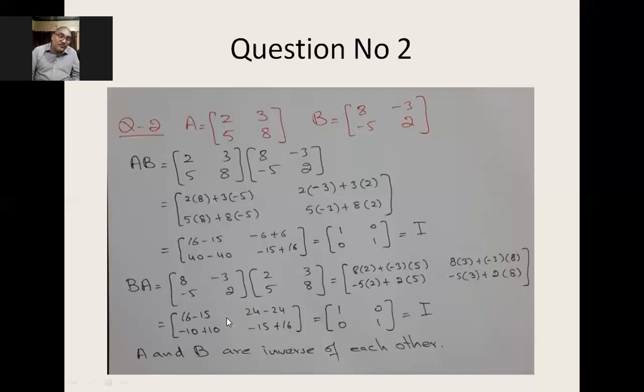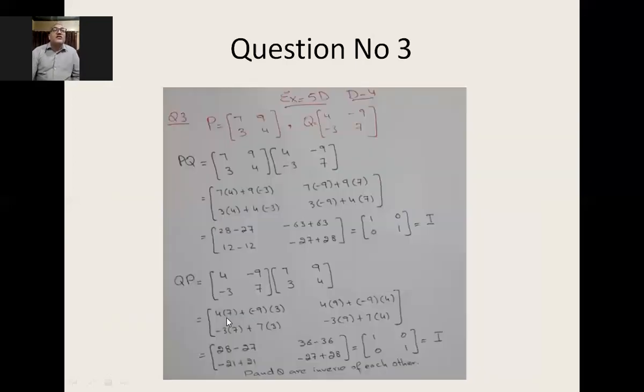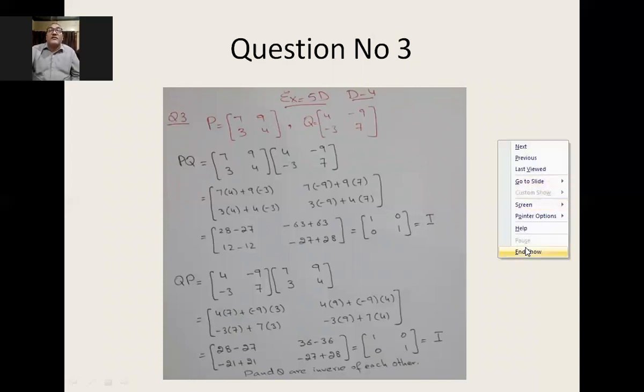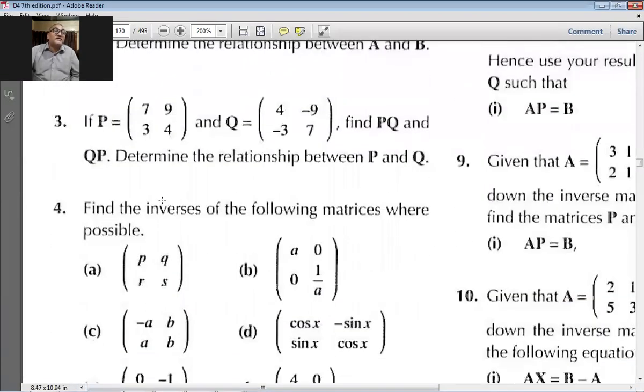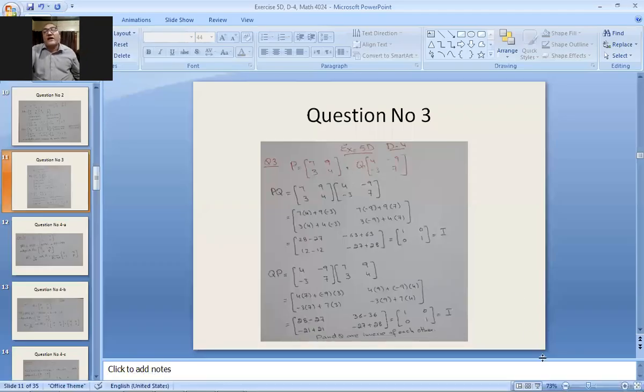So let's go to the next question. Okay, so the next question is coming up on your screen, but I want you to read it from the book first. Question number 3 is, if P is equal to [7 9; 3 4] and Q is equal to [4 -9; -3 7], find PQ and QP. Determine the relationship between P and Q. Okay, so let me show you my answer.